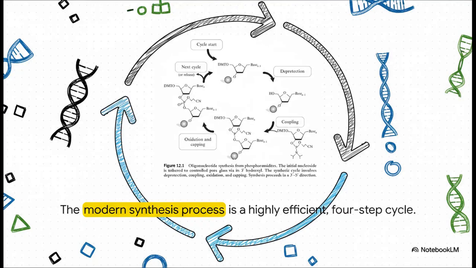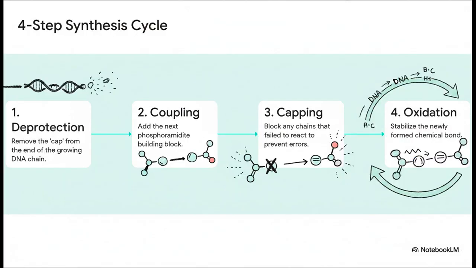And this is what that automated process looks like today. It's just this clean, elegant four-step cycle that repeats over and over and over, adding one letter at a time with incredible accuracy. With every turn of this wheel, the DNA strand gets one base longer. Let's just walk through it real quick.